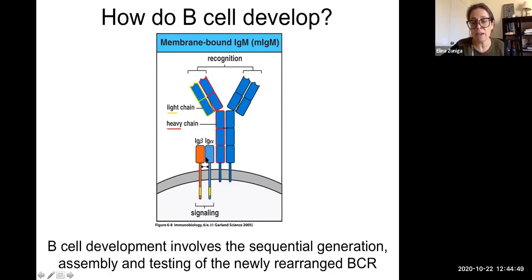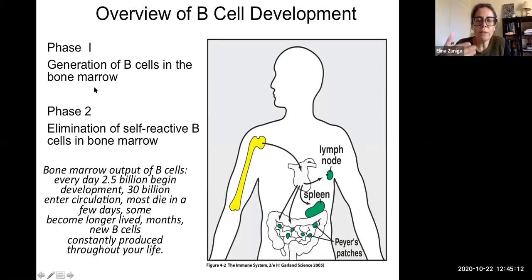But these polypeptides are important for the signaling, and this is a signaling that involves many kinases. Towards the end of the lecture, we will learn one particular kinase that is key in this signaling. Ultimately, this is the goal: you need a B cell that has a functional BCR expressed on its surface. The development can be divided in two phases. The first phase will promote the generation of B cells in the bone marrow, and phase 2 will promote the elimination of self-reactive B cells, which also occurs in the bone marrow.